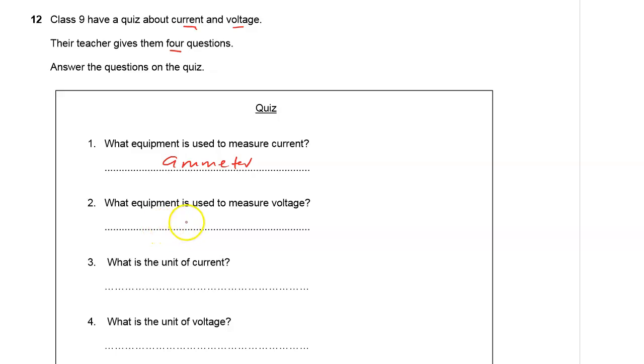What equipment is used to measure voltage? We call it a voltmeter. What is the unit of current? The unit of current is called an ampere. It's called ampere. Usually we write it as capital or uppercase A. What is the unit of voltage? We use volt as the unit of voltage, capital V.